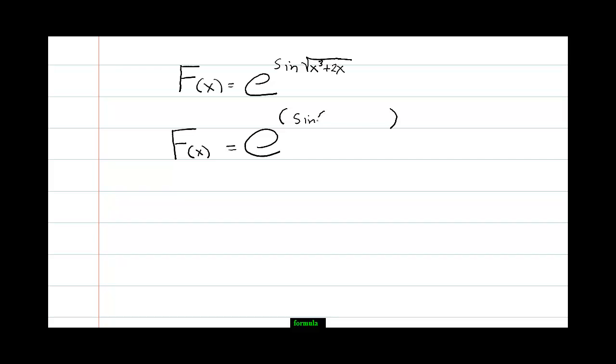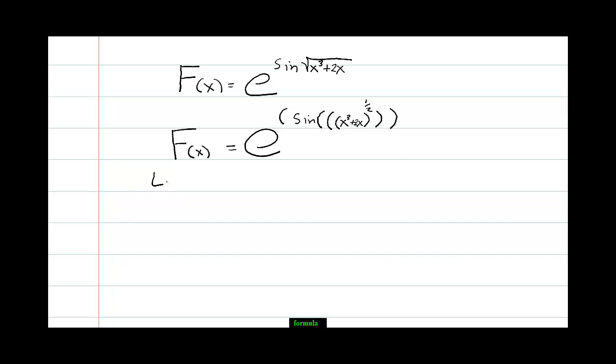The sine is a function, so I will use parentheses to denote that it's a separate function. Inside the sine, the argument of the sine function is a square root function, so I'll indicate that by another set of parentheses. And then finally, the most inner piece of the radical is another function. It's a polynomial. And so that's how I will write this function with parenthesis notation, demarking and identifying those particular functions. So now it becomes easy to decompose this function.